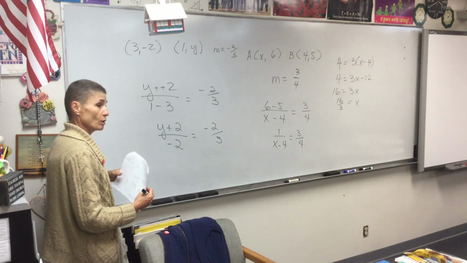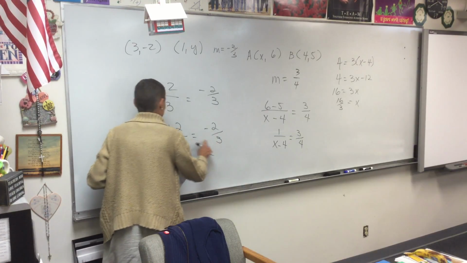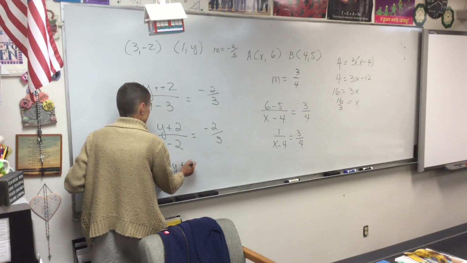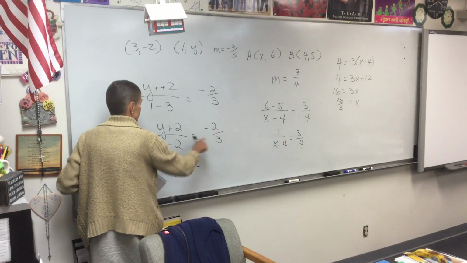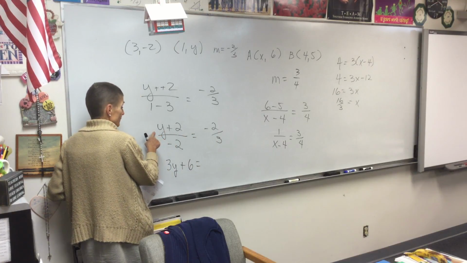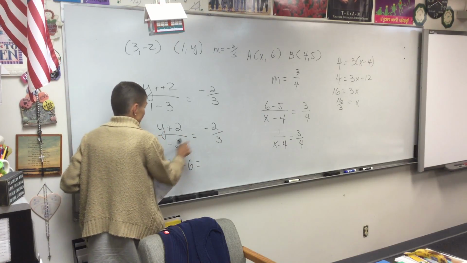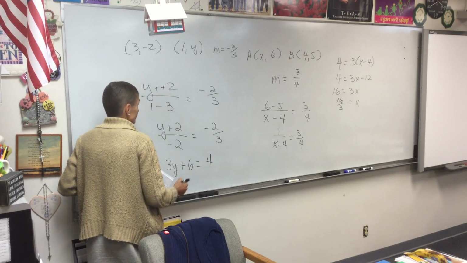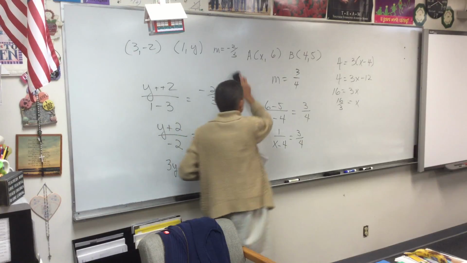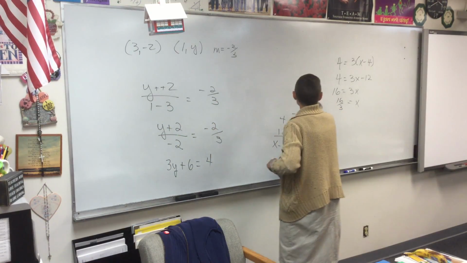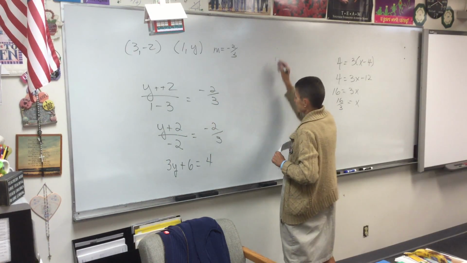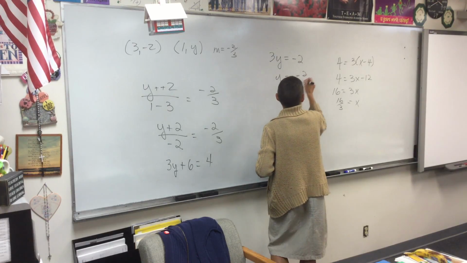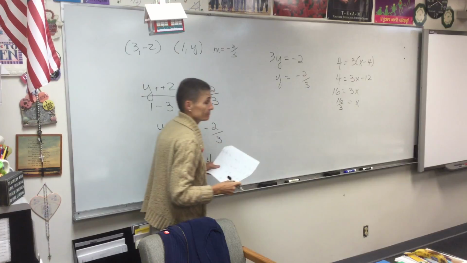All right, so I guess we'll cross multiply. Here we go. See if I can do this in my head. 3y plus 6 equals 4. So 3y equals -2 and y equals -2/3.